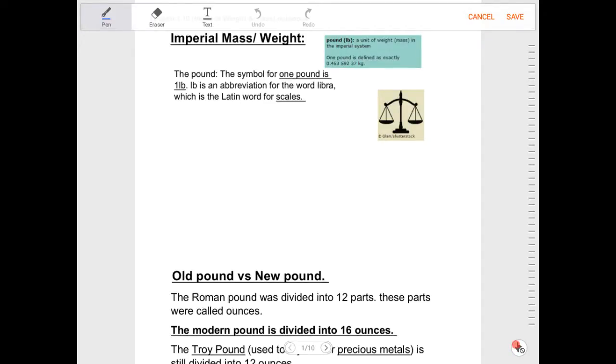Okay, everybody, we're getting really, really close to the end here. We just have to do some work with imperial mass or weight. And yes, if you really want to get technical with this, mass and weight are certainly not the same term. We talked about this when we looked at the SI mass and weight.